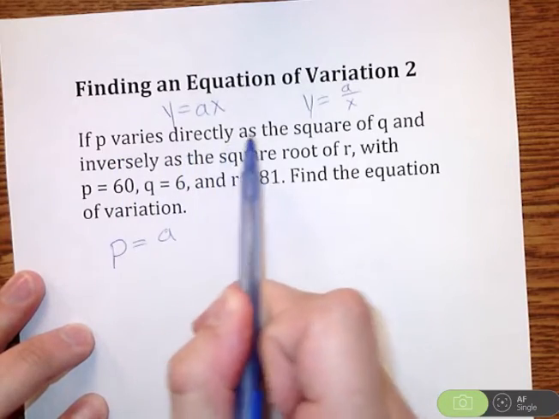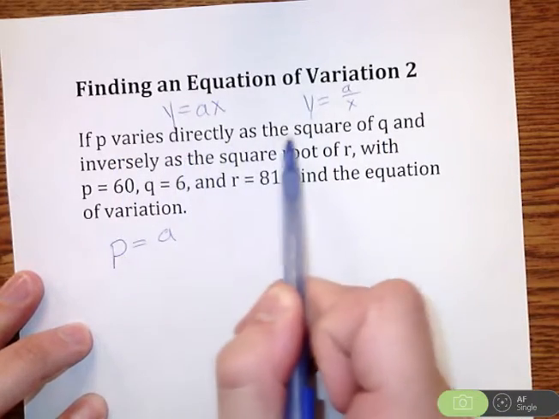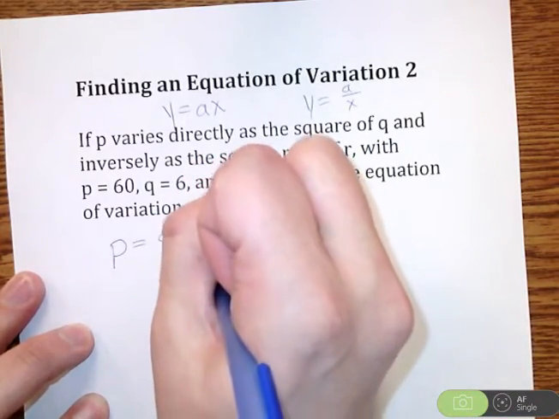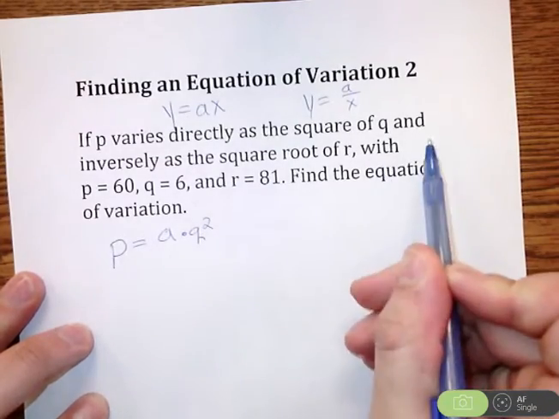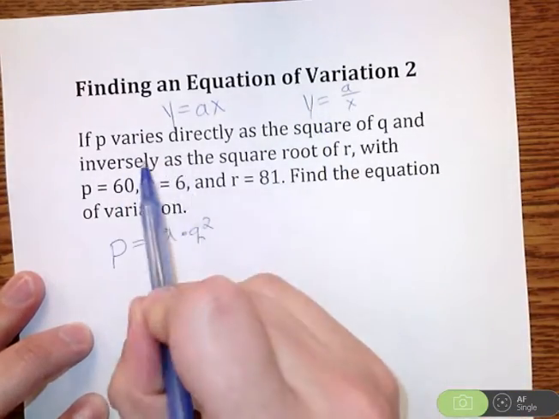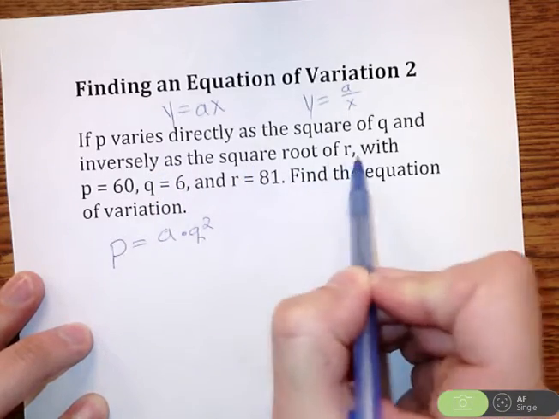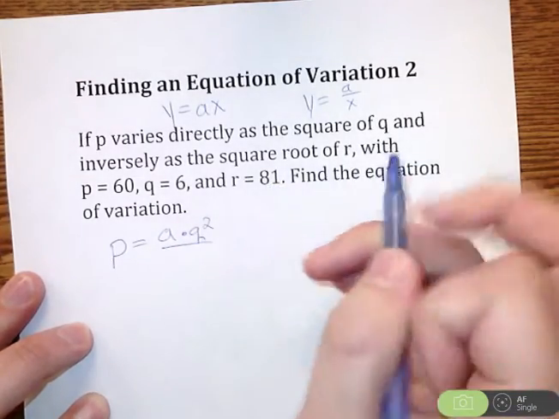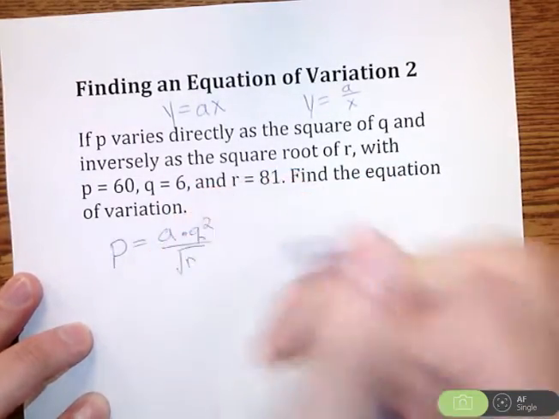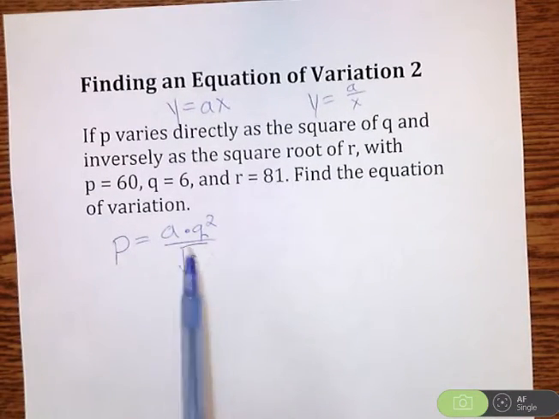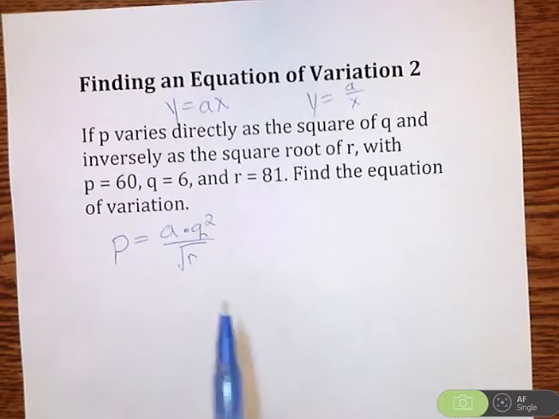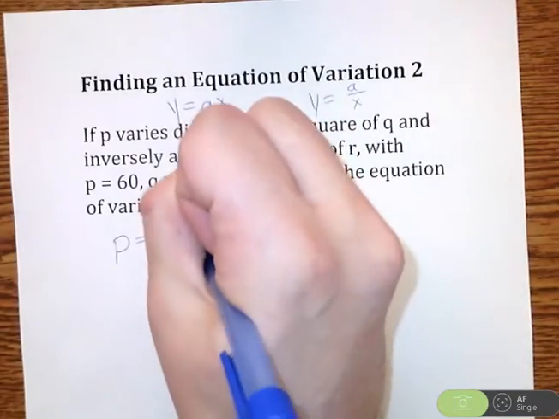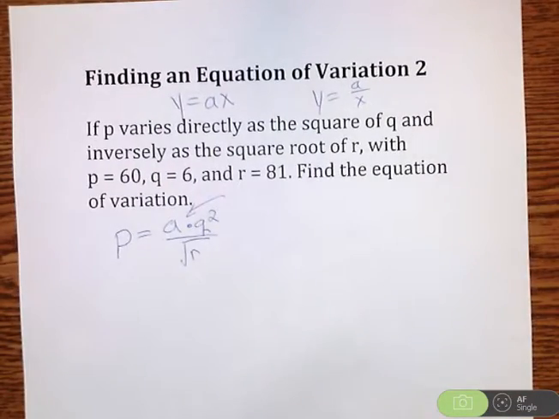So p varies directly as the square of q. So I need to multiply by the square of q. So that is going to be q squared. And inversely, so I should be thinking, all right, divide by the square root of r. So I'm going to take that entire expression, divide by the square root of r. So I've set up kind of a preliminary equation of variation here. The goal is to have a complete equation of variation. I need to know what a is. That is my goal. But to get there, I'm going to need some help.